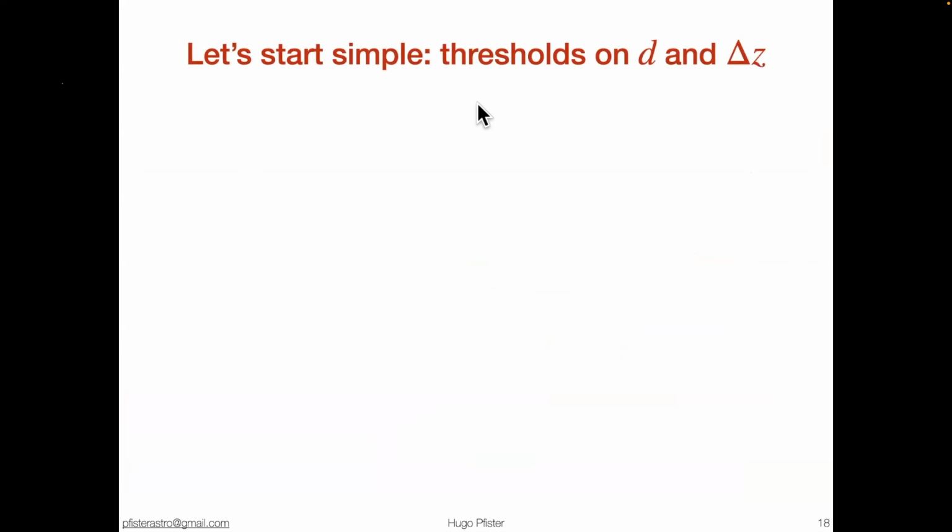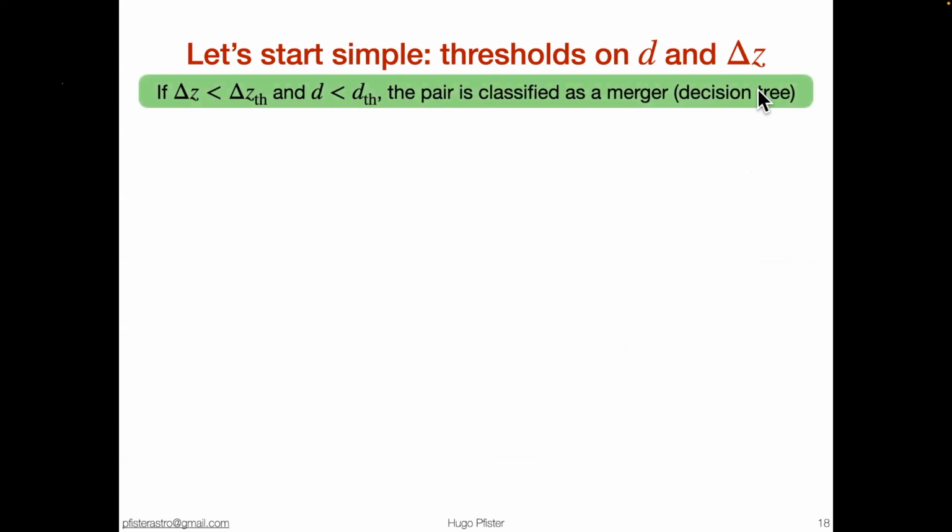And we started very simple with the idea that I explained to you earlier, with simple thresholds on the distance and the redshift difference. So if the redshift difference is lower than some threshold and the distance is lower than some threshold, this is a merger. If one of the two parameters is larger than the threshold, it's not a merger. So it's not a decision tree, but it's similar to a decision tree. And the question that we wonder is, what are the optimal thresholds?